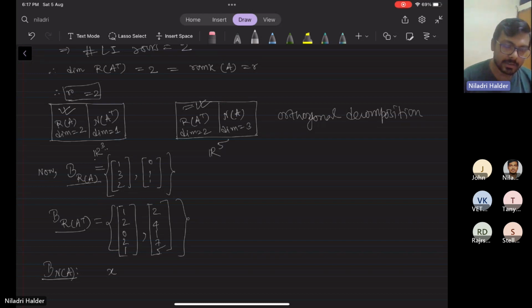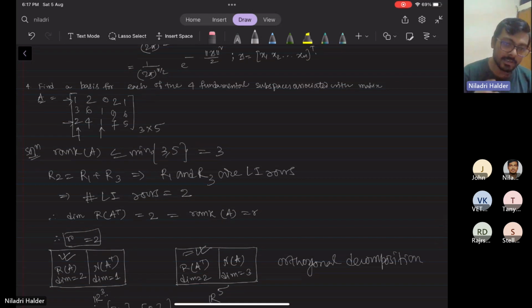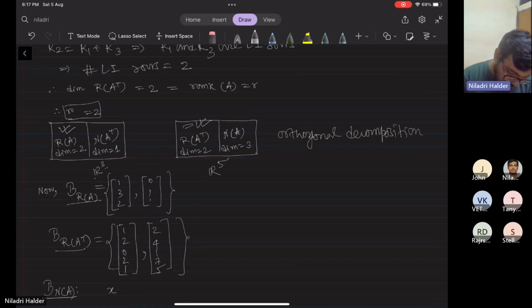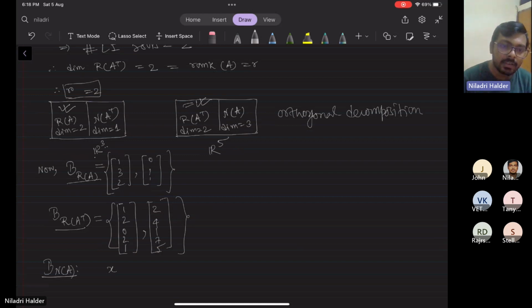For the range space of A, the number of bases is 2. Range space of A means the number of linearly independent columns. Here there are 1, 2, 3, 4, 5 columns. Out of these 5 columns, 2 will be linearly independent. The first and third columns are linearly independent. You can find other 2 columns also linearly independent, but let's take 2 out of these 5. Here 1 3 2 and 0 1 1 are linearly independent. You can't find one column as a scalar multiple of the other column. That's why the first and third columns are linearly independent, and we can take them as the basis. So for the basis of the range space of A, we can write 1 3 2 and 0 1 1.